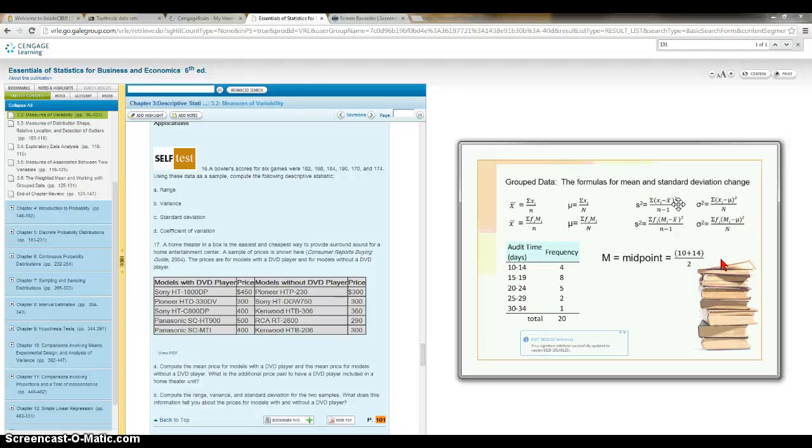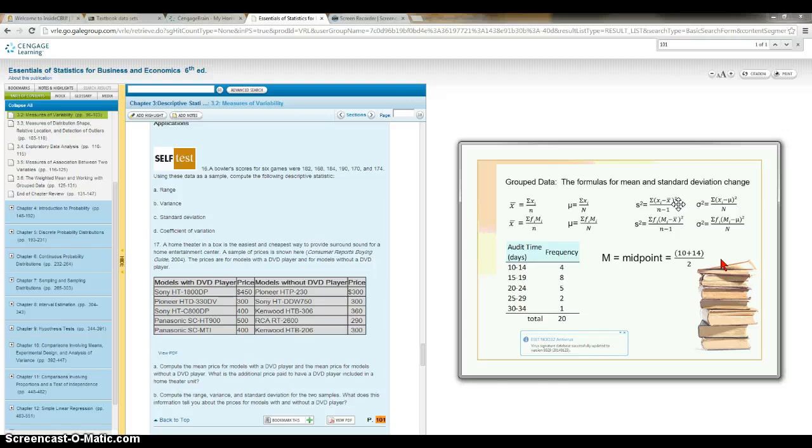So I have to figure out, I can't just say 10 times 4 or 14 times 4. I have to figure out how many, this category occurred 4 times. So what do I pick to put it at? 4, 10 days, 14 days.